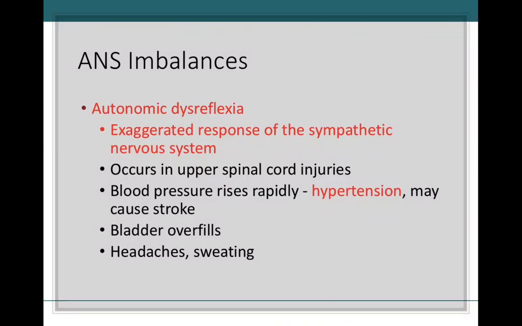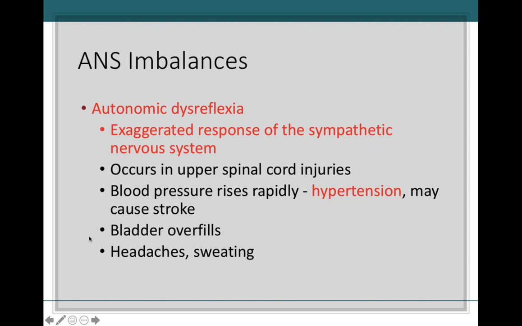Now we'll finish up chapter 15 with one clinical condition, and that clinical condition is known as autonomic dysreflexia. Autonomic dysreflexia often occurs in individuals that have upper spinal cord injuries, and ultimately what results is an exaggerated sympathetic response. So if our sympathetic tone is exaggerated, we're going to see sympathetic responses as our symptoms. We'll often see hypertension as a symptom of autonomic dysreflexia, as well as sweating and an overfilling of the bladder.